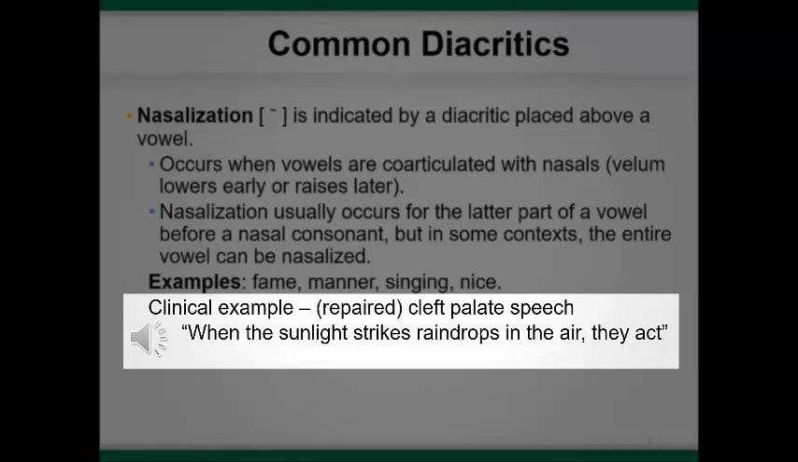Listen for the nasalization of vowels where it would not normally occur, that is, in syllables without nasal consonants like light, strikes, drops, air, they, and act.